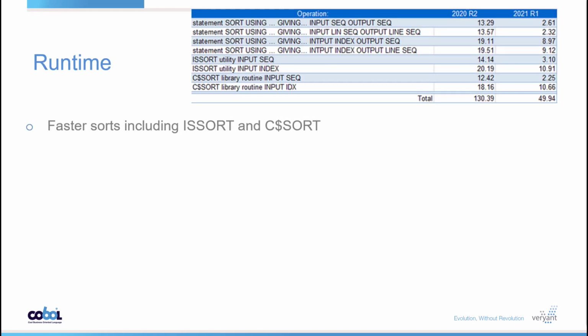We've optimized the core of Iscobol's sort operations. So sorting indexed and sequential files is 50 to 80% faster for both internal and external sorting.